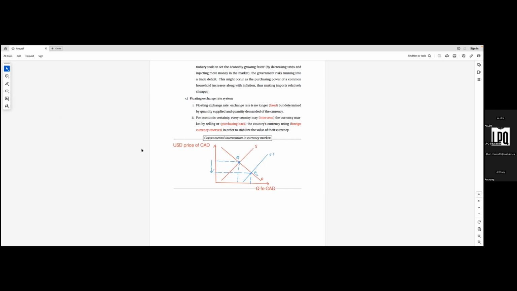As I mentioned, as the Canadian government, you don't want the value of your currency to decrease a lot. You want to stabilize our currency. So what should we do as the Canadian government? How can we stabilize the value of our own currency? We don't want the Canadian dollar to depreciate so much against USD. What can we do?